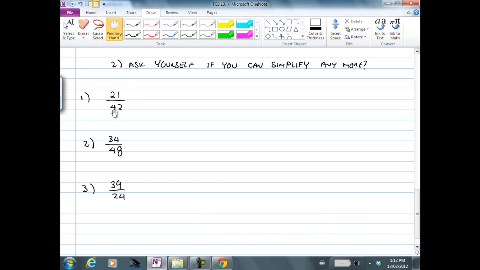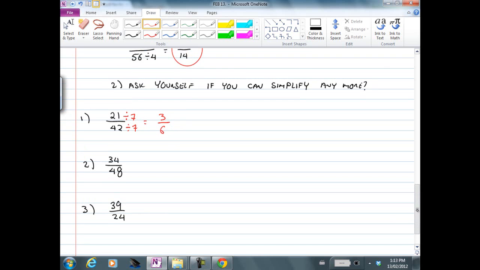What number can we divide both top and bottom by? 7. So let's do this right now. I want you to write down a little divided by 7 and divided by 7. This is where you've got to be pretty good with division. Okay, who haven't I asked yet? Dupreet, 21 divided by 7 is? 3. Robin, 42 divided by 7 is? 6.